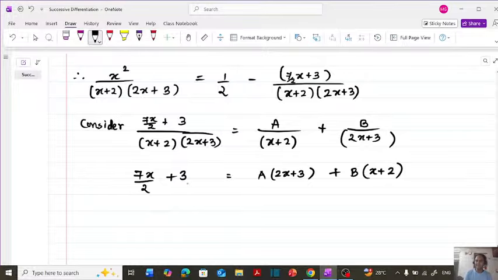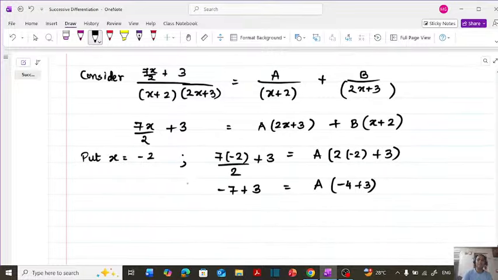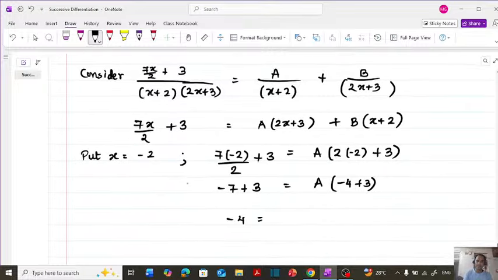तो आप यहाँ तो बेस्ट वैल्यू तो यही है कि आप यहाँ पे पुट x इक्वल टू पहले -2 कर दीजिए. तो जैसे ही x को -2 करोगे तो आपको यहाँ पर कितना होता है, 7 इंटू -2/2 प्लस 3 इक्वल टू a इंटू 2 इंटू -2 प्लस 3. तो यहाँ से a आपको मिलेगा -4 प्लस 3 और यहाँ से -7 प्लस 3 हो जाएगा. तो आपके पास आएगा -4 इक्वल टू माइनस ए, तो ए इक्वल टू 4 आ जाएगा आपके पास। ठीक है, क्लियर, समझ में आया आप लोगों को?